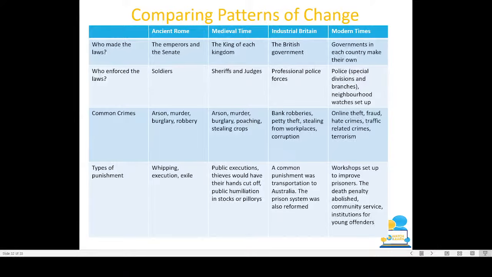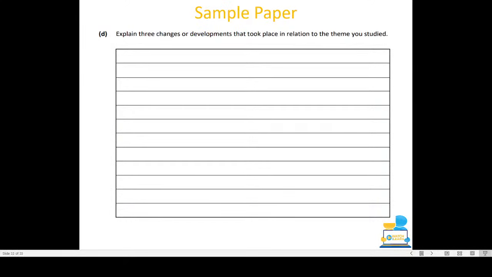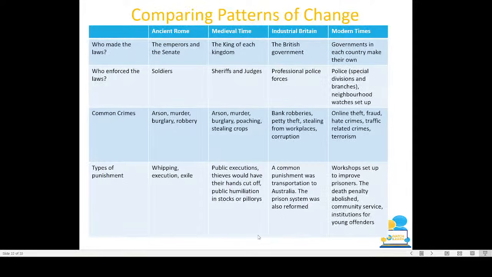So we're going to have a look at our second exam question now. So this one says, explain 3 changes or developments that took place in relation to the theme that you've studied. So what this question wants to know is you have to pick 3 changes or developments that took place in relation to the theme you studied. So our theme is crime and punishment. And then when it says 3 changes, if we look back here, I have 4 changes here. I have who made the laws, who enforced the laws, our common crimes, and our types of punishments. So really it wants 3 changes. So you're going to pick 3 of these, okay, to focus on. And the 3 I'm going to look at is who enforced the laws, the common crimes that took place, and finally the types of punishment.